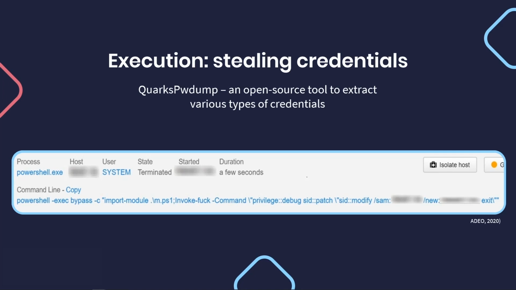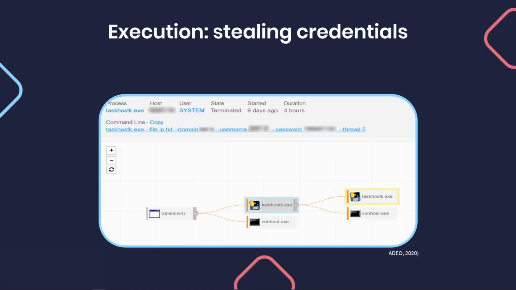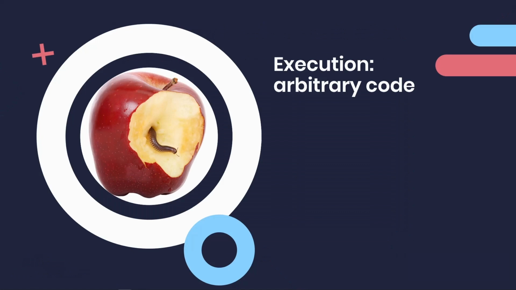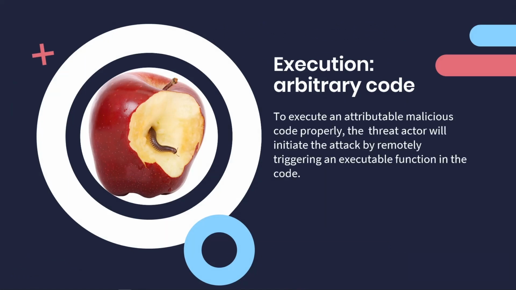They used Quarks PwDump and Mimikatz to extract and dump logon credentials in plain or clear text. When an attributable malicious code is executed properly with the correct access on a system, threat actors are able to launch an attack remotely by triggering an executable function in the code remotely while the vulnerable system is connected to a network. In most cases, the threat actor will use an automated tool to increase the chances of elevating their access through the malicious code so that they can gain full control of the victim's system.